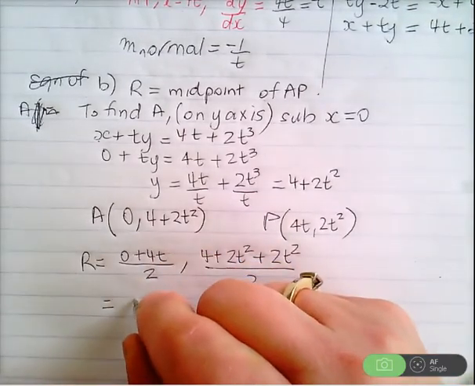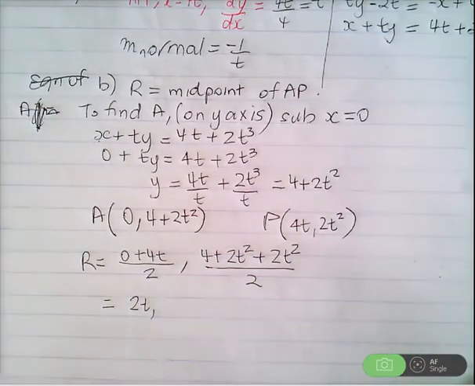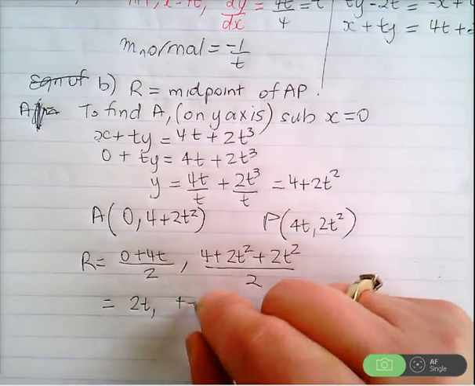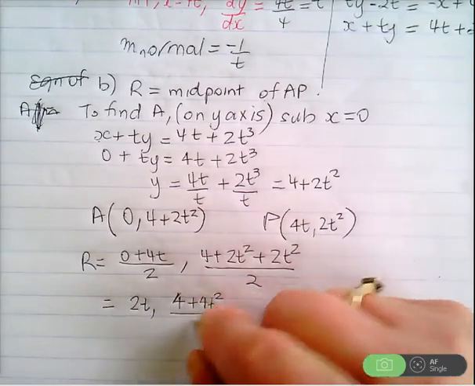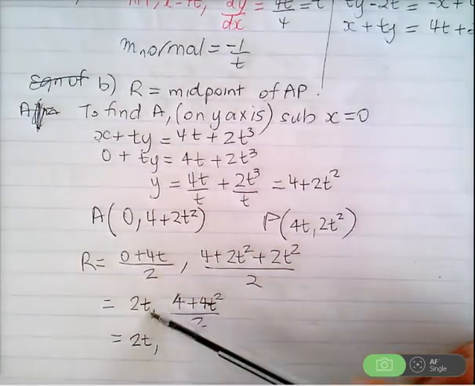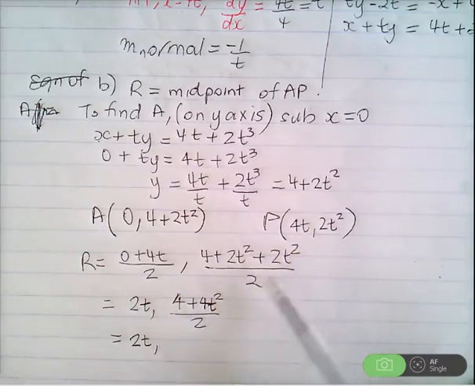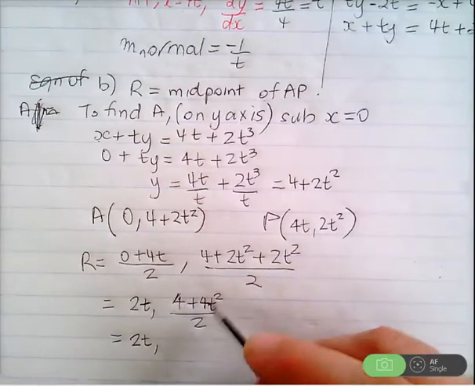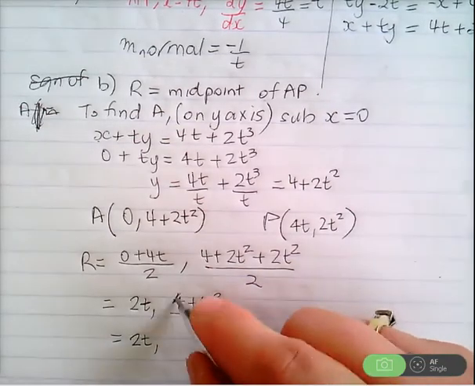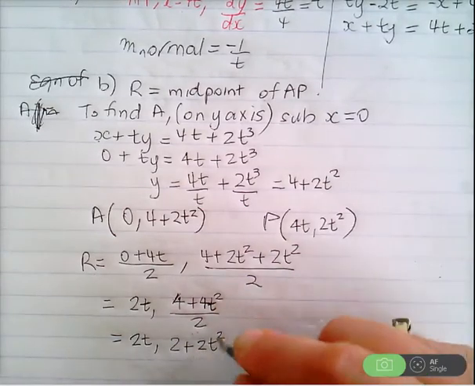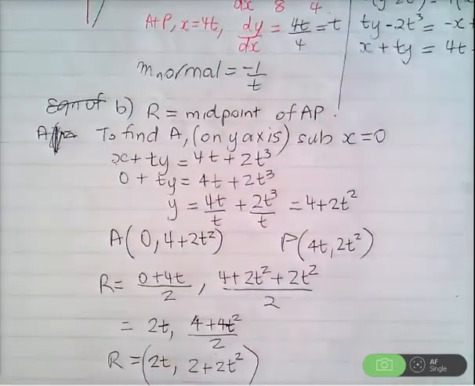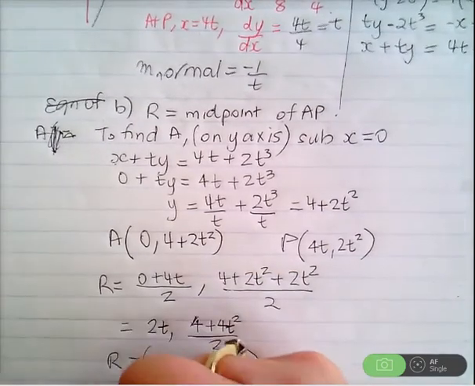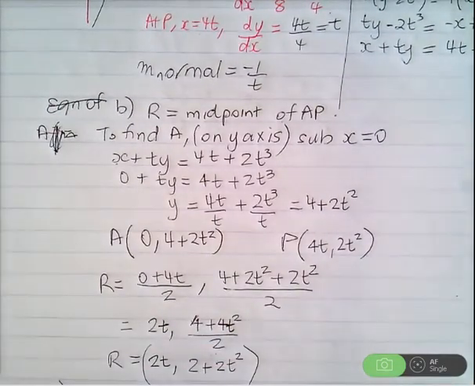So what's this? 4t on 2 is what? 2t. T squared plus 2t squared is 4 plus 2. We've got 4t on 2, which was 2t, then 4 plus, these are like terms, so 4 plus 4t squared on 2. So you divide each of those by 2. They're both over 2. So what do you get? 2 plus 2t squared. So they're the coordinates of R. See, not that hard.